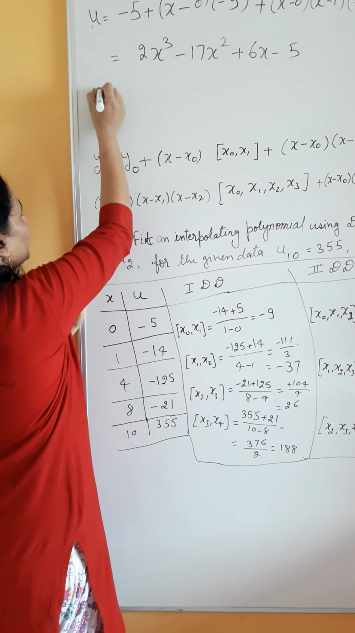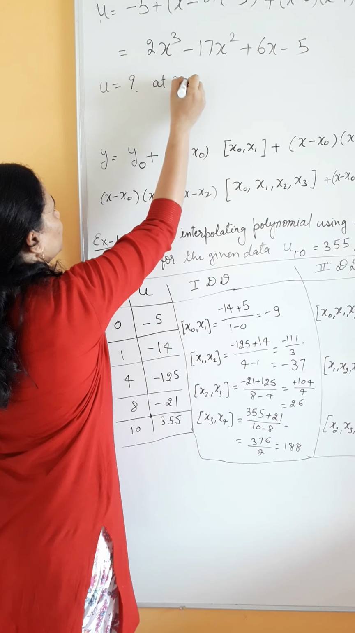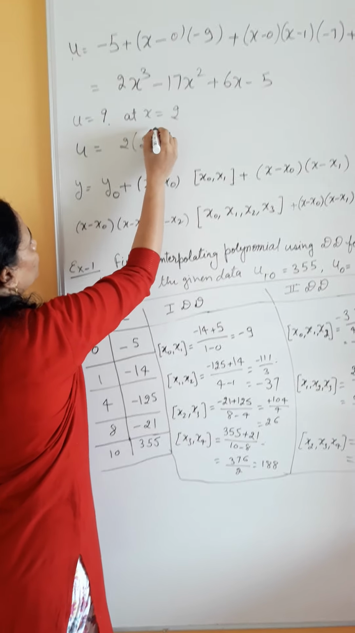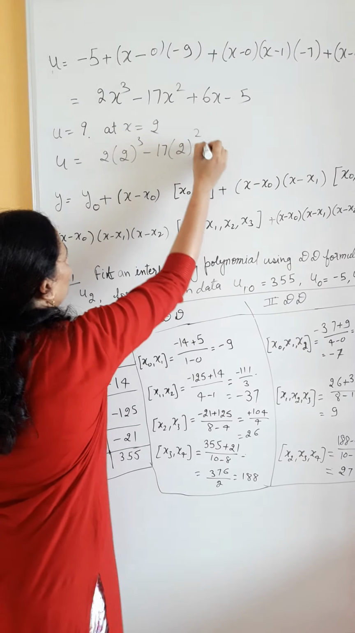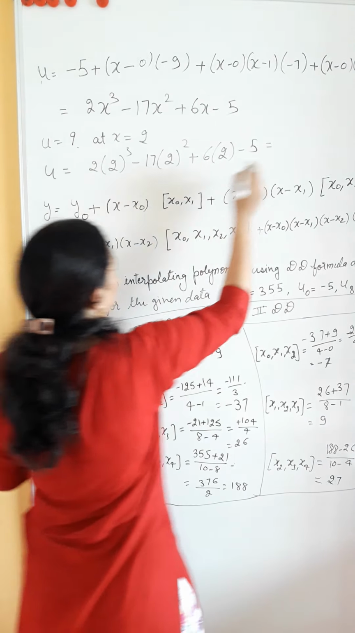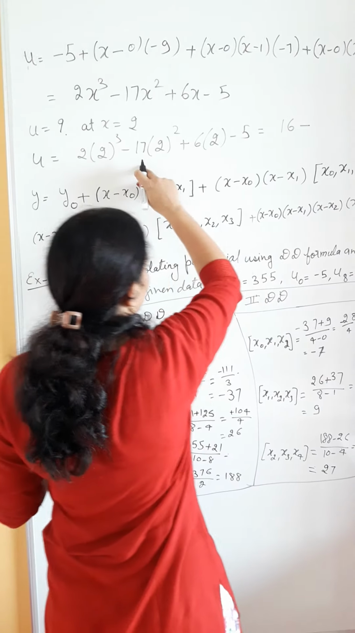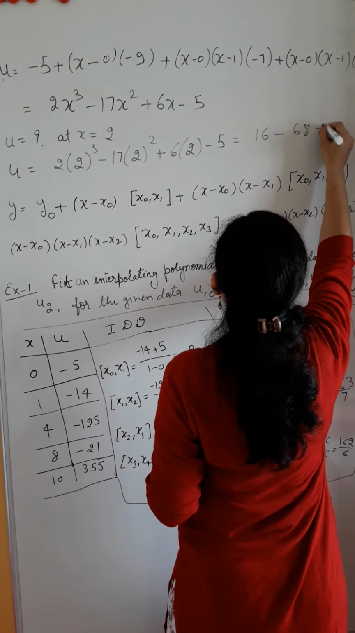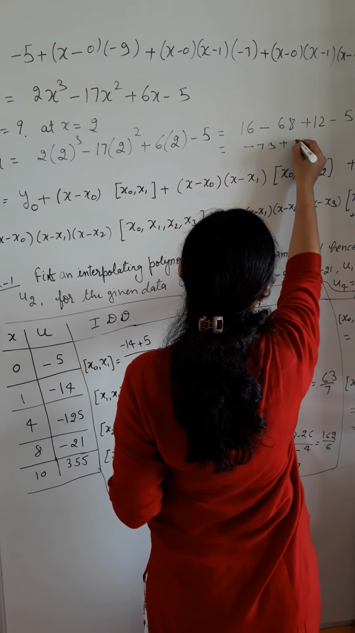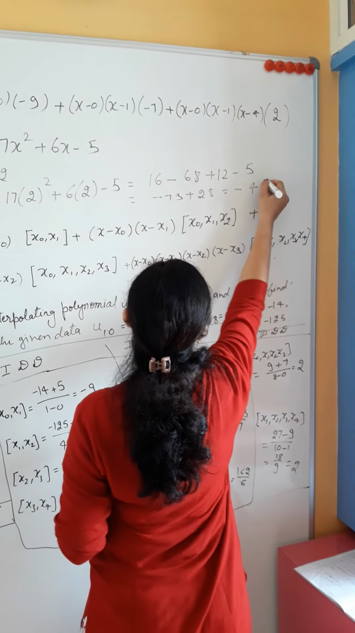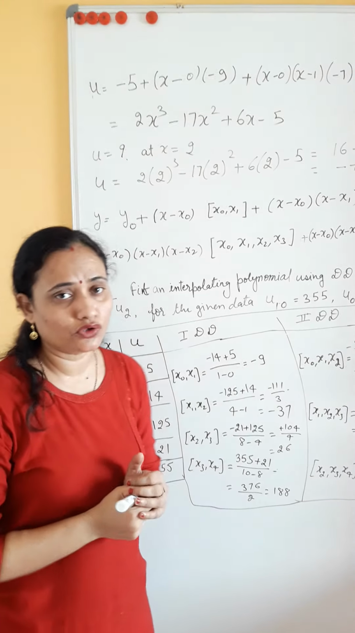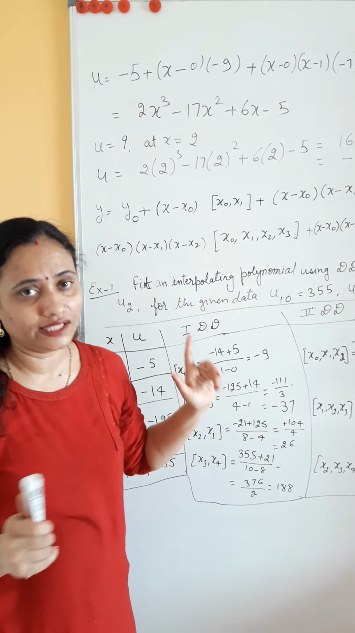That means we have to find the value of u at x is equal to 2. So once you find this value, you substitute x equal to 2: 2 cube minus 17 into 2 square plus 6 into 2 minus 5. So if we simplify, this is 8 minus 68 plus 12 minus 5, minus 73 plus 28. So it is minus 45. So that is how we apply Newton's divided difference formula to find the desired value for unequal intervals.